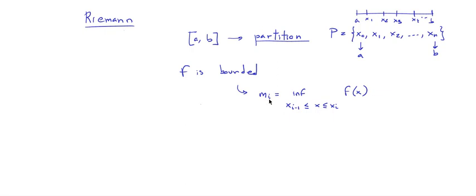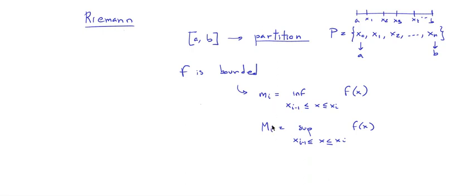So the minimum in the first interval is the infimum between x0 and x1, right? So this is the first interval. This is the minimum and this is the maximum, the supremum of the function in this interval between x(i-1) and xi. So the function is going to be between these two values.